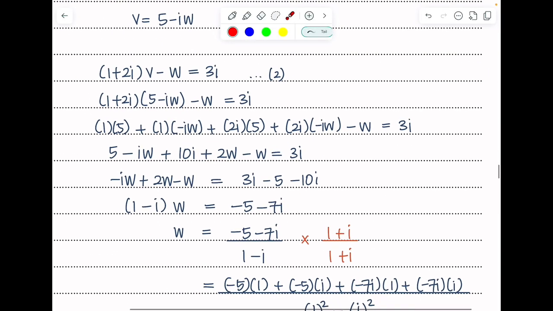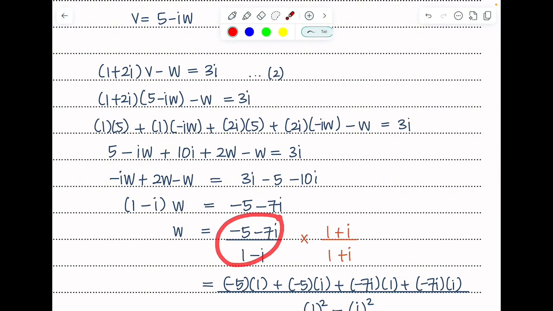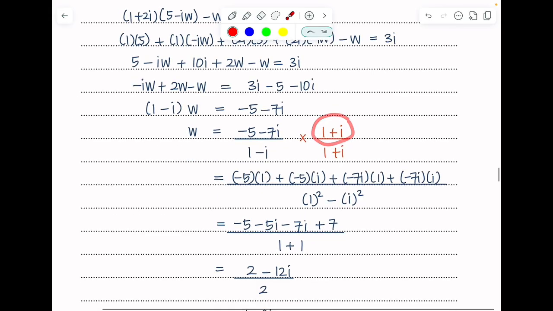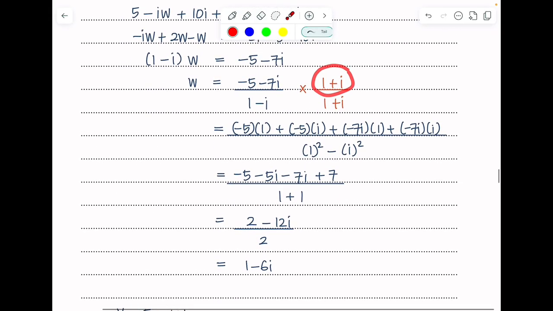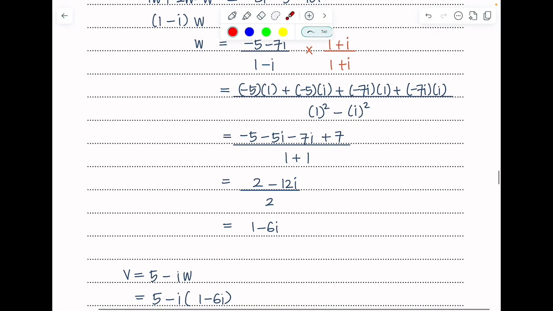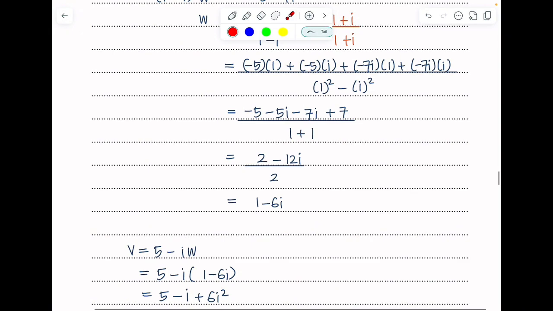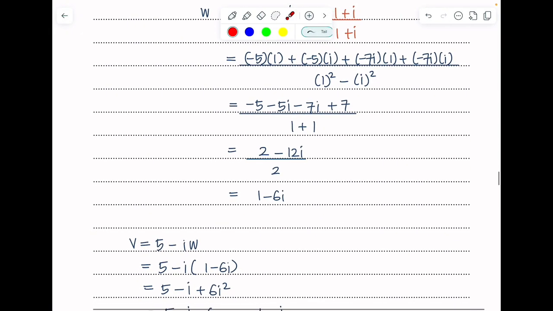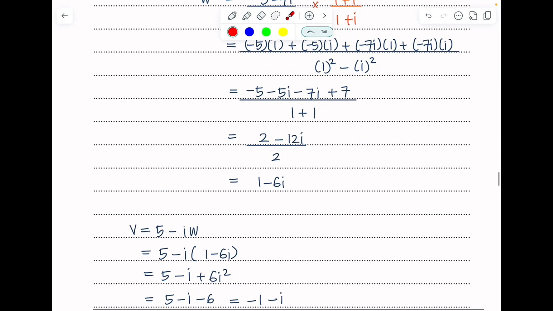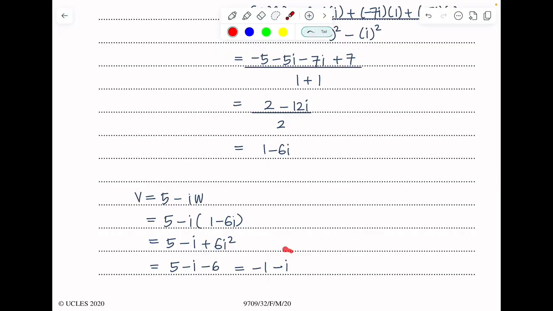This is like a division, so we multiply both numerator and denominator by 1 plus i. Simplify it, and then we get w equals 1 minus 6i. So to find v, substitute this value of w into the first equation, and then we get v equals negative 1 minus i.